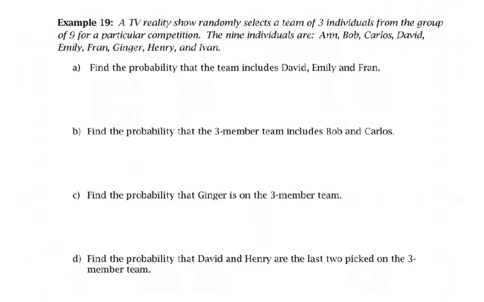Okay, the last question is about a TV reality show. It's going to randomly select a team of 3 individuals from the group of 9 for a particular competition. So this is kind of from my favorite show, Survivor. And so if you're going to have a competition and you're going to select 3 people to compete in this. So here's our 9 individuals. And just to make it easy, I made them A, B, C, D, E, F, G, H, and I. So that will make it easier to write things down. But anyway, so we're going to pick 3.